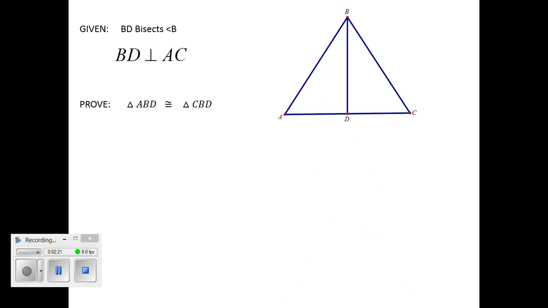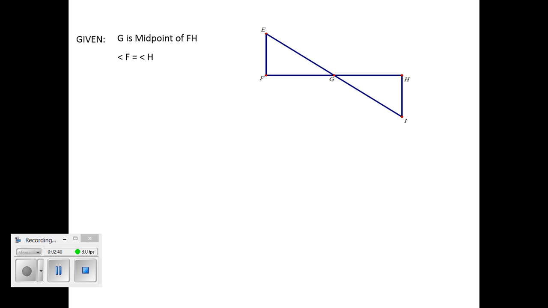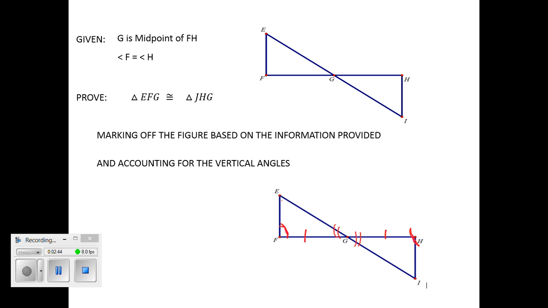Here's a proof, okay? BD is perpendicular to AC and BD bisects angle B, so we knew how to proceed and mark that off as this. Once it was marked off, it looked like we could determine the triangle congruence, in this case by angle side angle, okay? And then we set up the proof. And here again is another example. Mark off the figure. When the figure was marked off, it looked like we could show triangle congruence by the angle side angle.